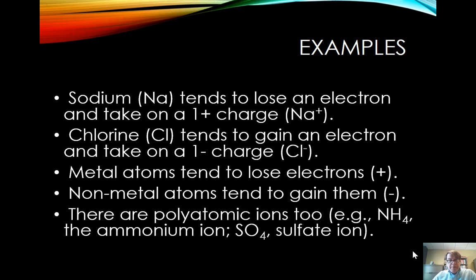Now there are also, by the way, polyatomic ions as well. These are ions that are actually little collections of atoms. So for example, NH4, 1 nitrogen and 4 hydrogens, tends to take a +1 charge, and it's called the ammonium ion. So it tends to be a package, an ion that's a package of atoms. Sulfate, SO4, sulfur and 4 oxygens, is the sulfate ion, and it takes a -2 charge. So you can have polyatomic ions as well.